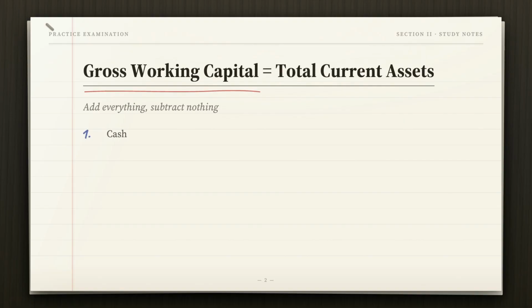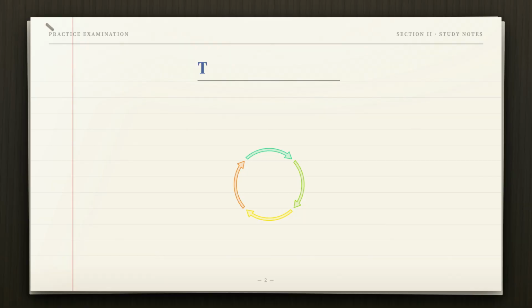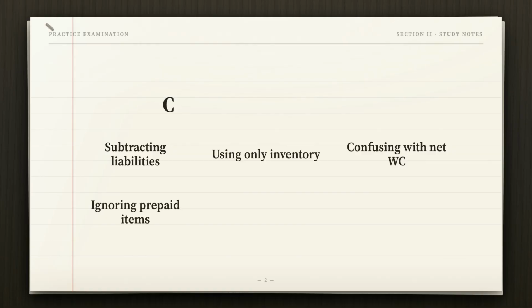Gross working capital is simply the sum of a company's current assets, cash, marketable securities, accounts receivable, and inventories. That's the entire definition, pure addition with no liabilities subtracted anywhere. These assets are called working because they never sit still. Cash buys inventory, inventory becomes a receivable, and the receivable is collected back into cash. An operating cycle that fuels day-to-day business, unlike fixed assets that provide long-term capacity.